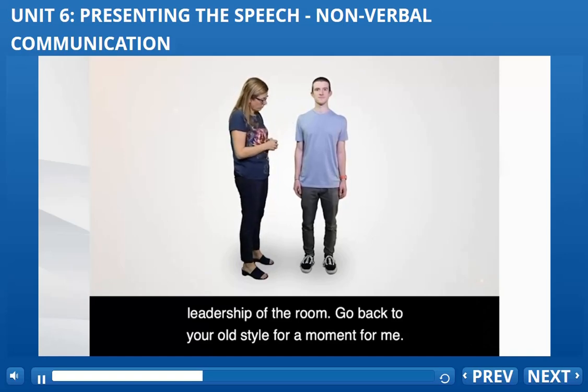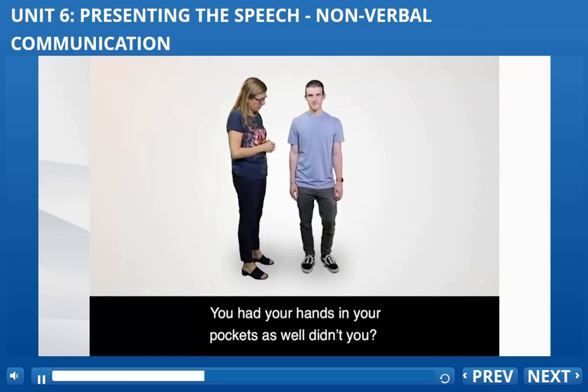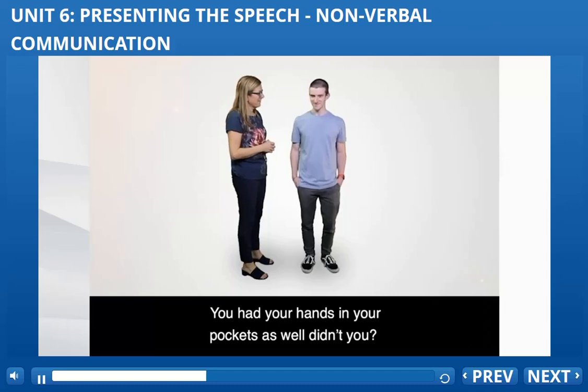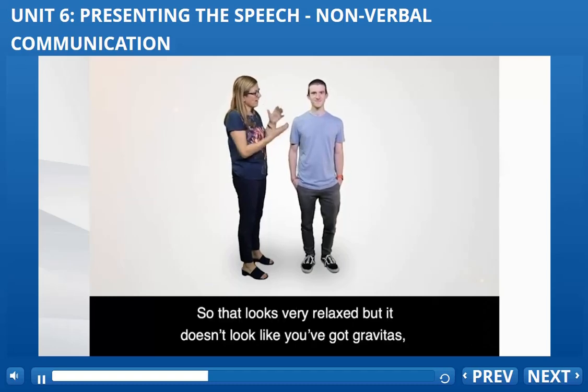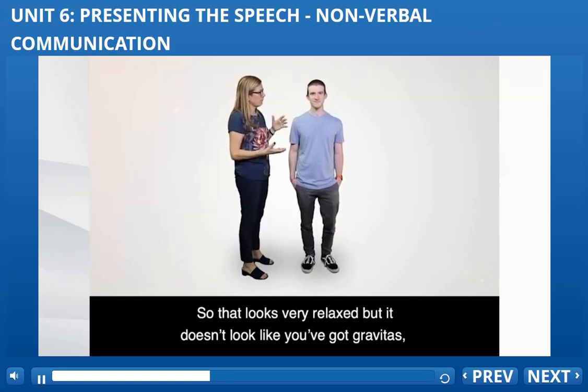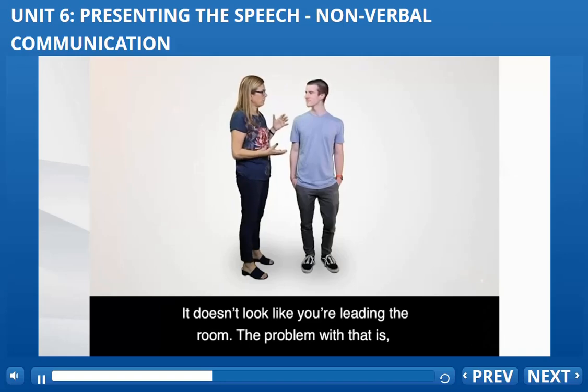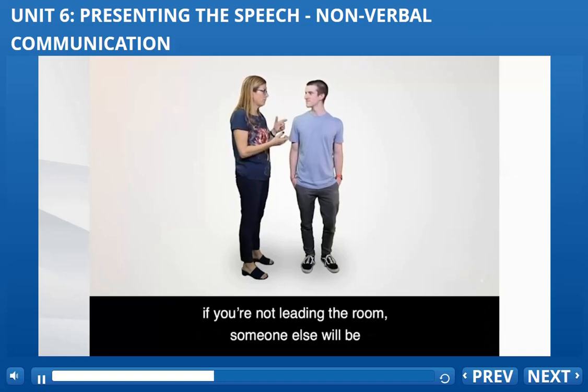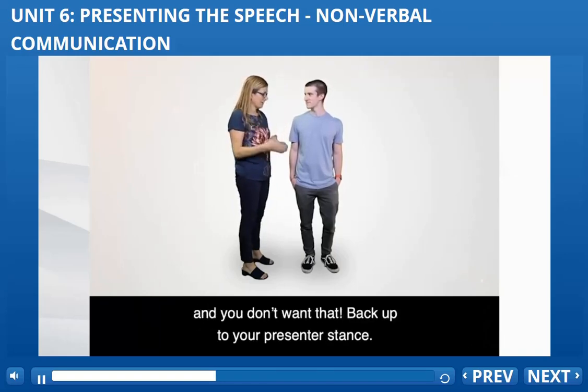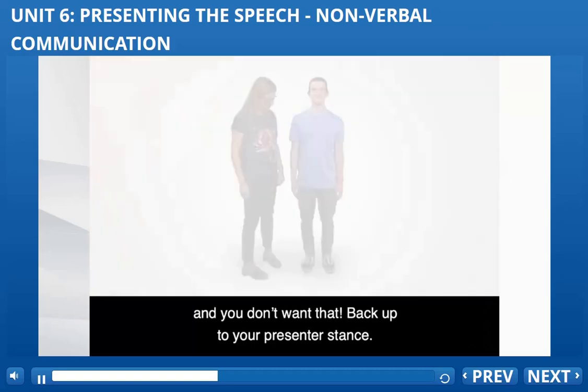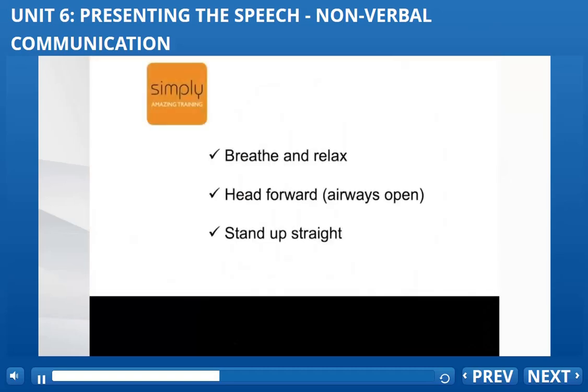Go back to your old style for a moment now for me. You had your hands in your pockets as well, didn't you? Yeah, so that looks very relaxed, but it doesn't look like you've got gravitas. It doesn't look like you're leading the room. The problem with that is if you're not leading the room, someone else will be. You don't want that. So back up to your presenter stance.